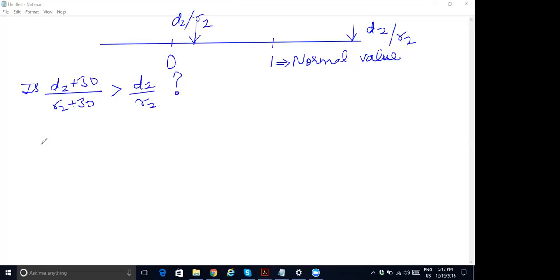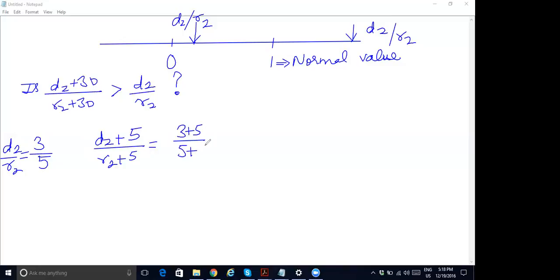For example, 3 by 5, D2 by R2. When we add a positive constant value, maybe 5 here in both the cases, what do we get? We get 3 plus 5 over 5 plus 5, which is 8 by 10, which is 0.8. The original value was 0.6.